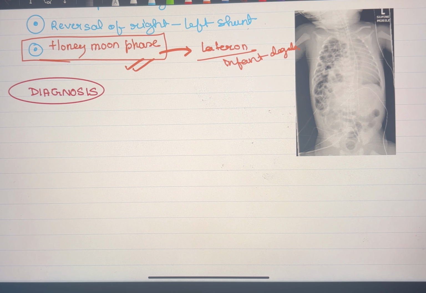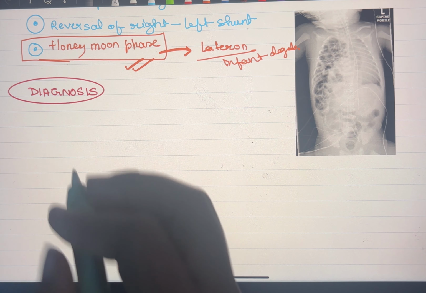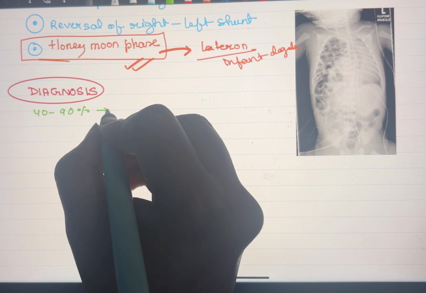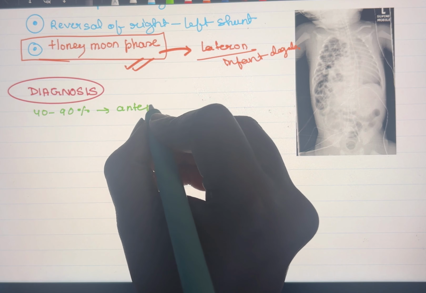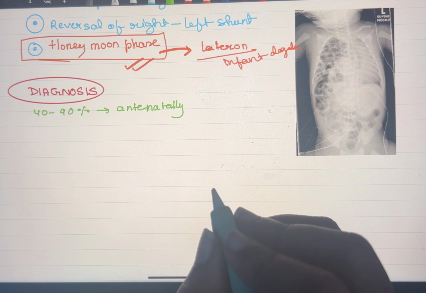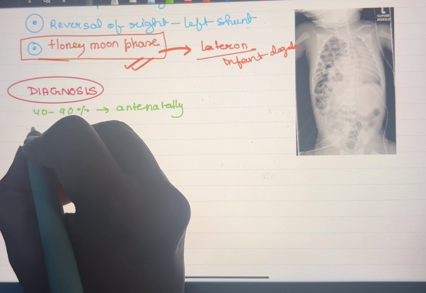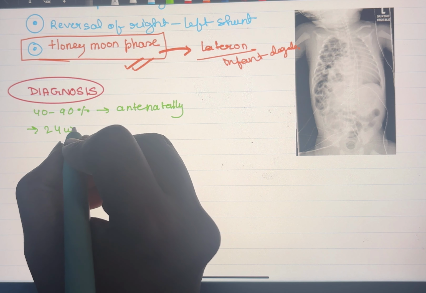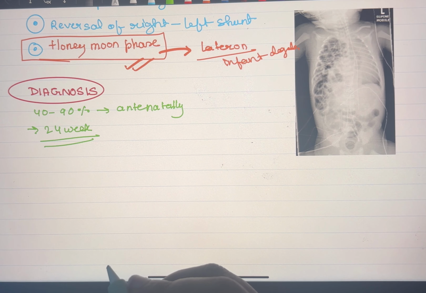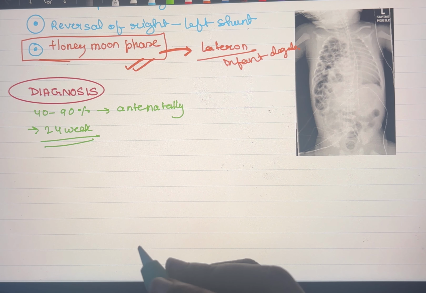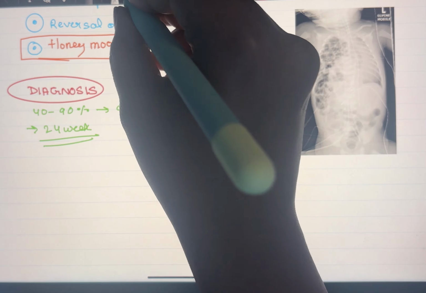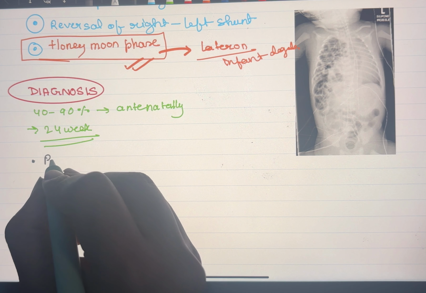40 to 90% of cases are diagnosed antenatally. And mean gestational age is approximately 24 weeks. At approximately 24 weeks, we diagnose antenatally that the infant has congenital diaphragmatic hernia. Clinical clues, like what are the symptoms present in a patient with congenital diaphragmatic hernia? One is polyhydramnios.